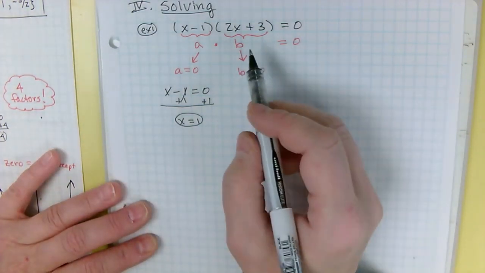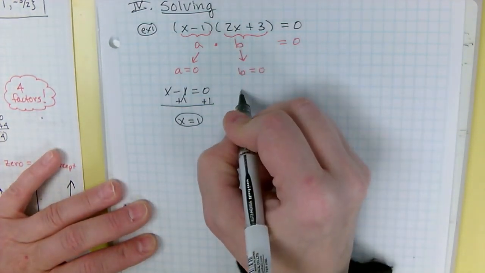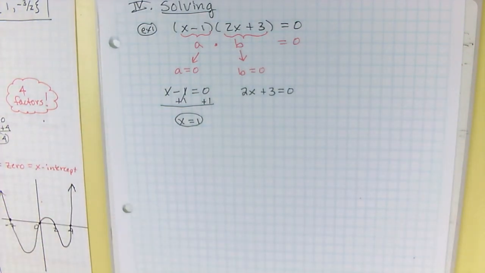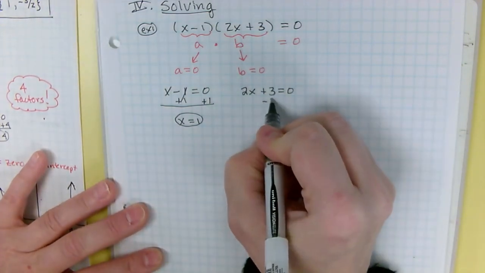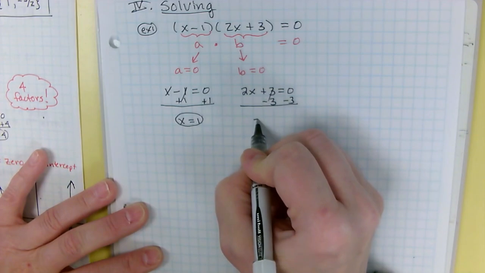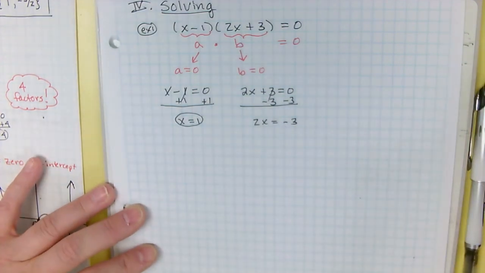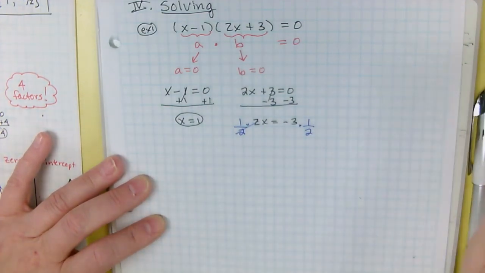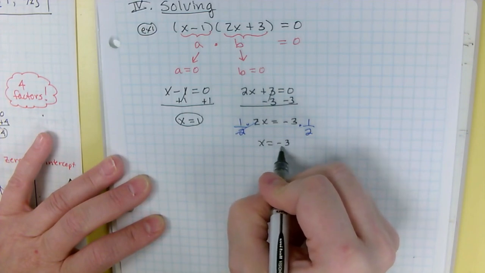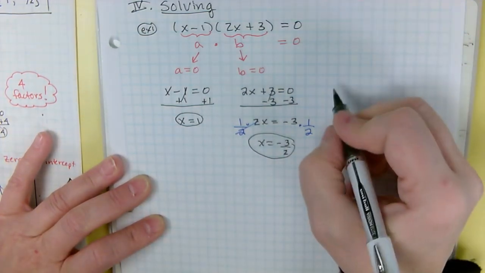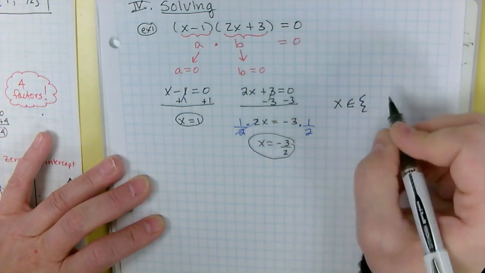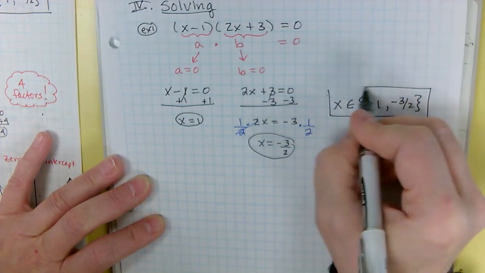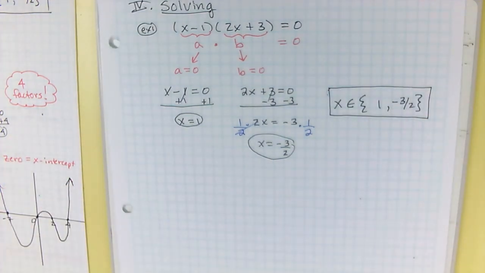Same thing with the b. If the b equals 0, what x would make that happen? So what x would make 2x plus 3 equal to 0? So we solve for x, so subtract 3. So 2x equals negative 3. Multiply both sides by a half. You get x equals negative 3 halves. So our solutions, x is an element of the set containing 1 and negative 3 halves. Those are our two possible solutions.